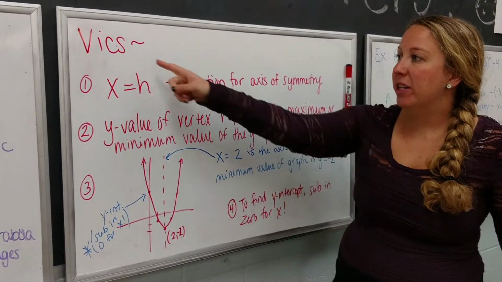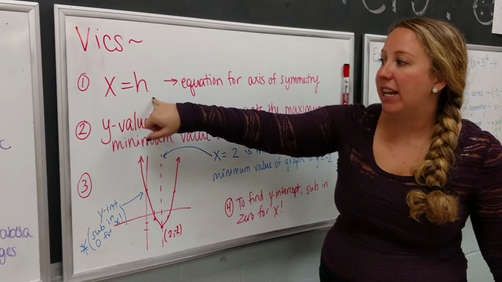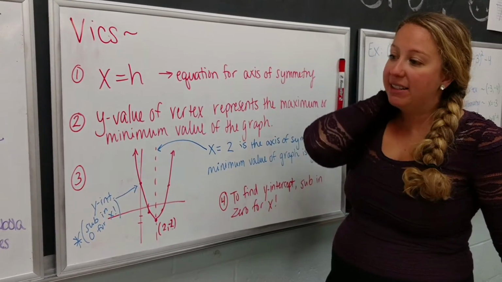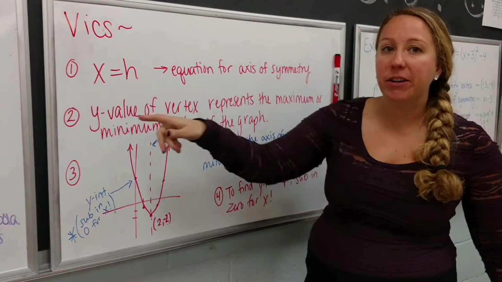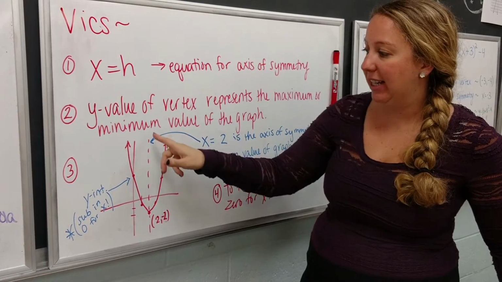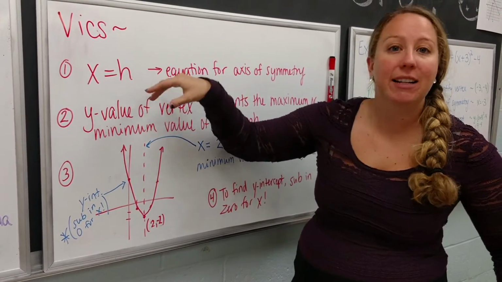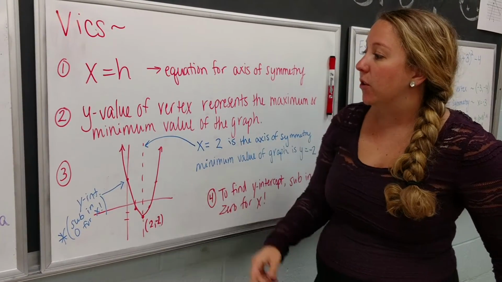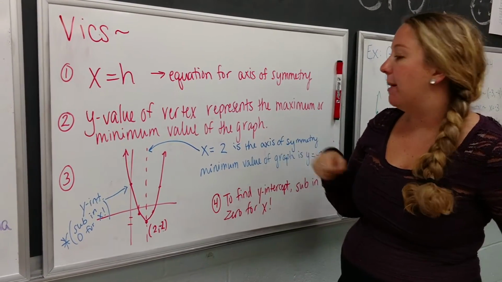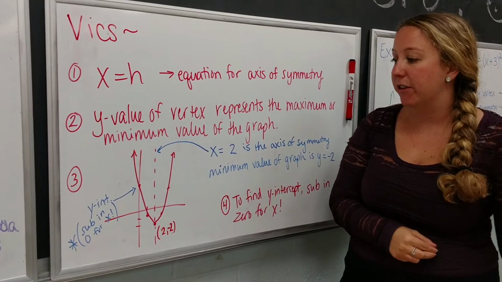For our very important concepts, we have that x equals h. This is the equation for the axis of symmetry. So when you're labeling it on your graph, you're going to label this dotted line shown here as x equals h, and h is the x value of your vertex. The y value of the vertex represents the maximum or minimum value of the graph.